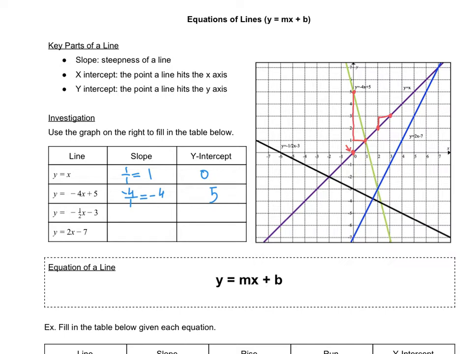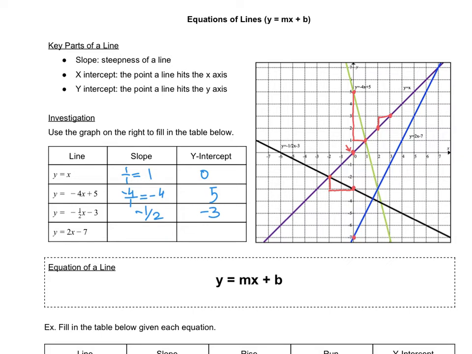The next one we have is negative 1/2 x minus 3. Here's my y-intercept of negative 3. And then if I try to find another nice clean point, maybe this one. And again, the line's going down, so I go down 1, and then my run is 2. So negative 1/2.